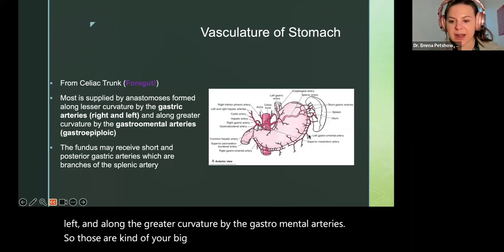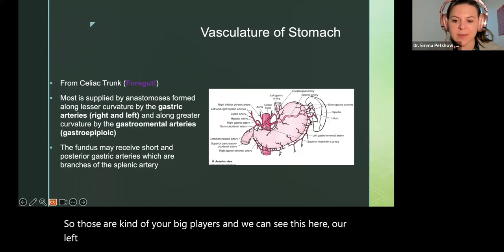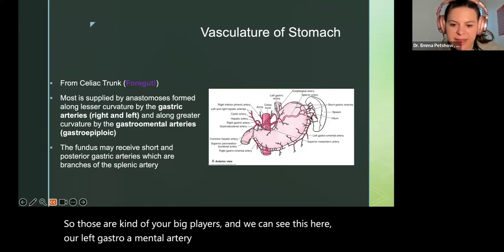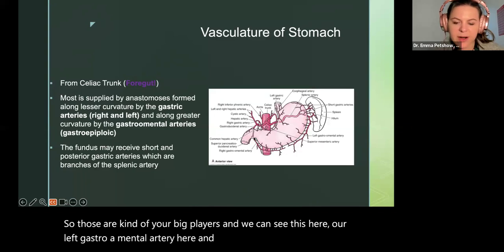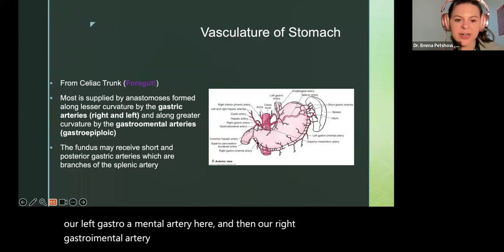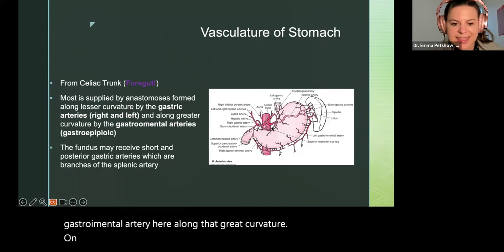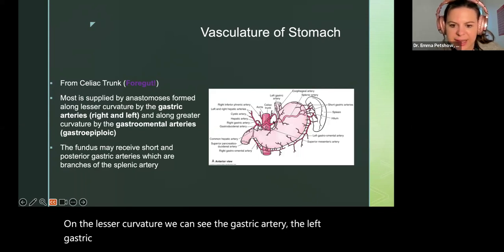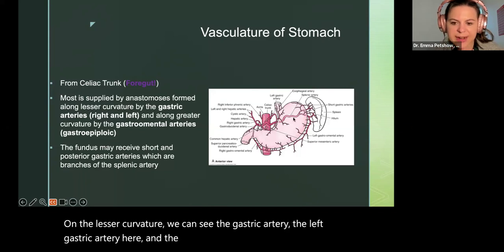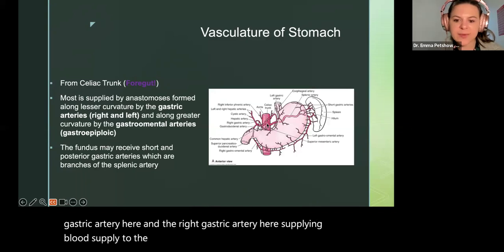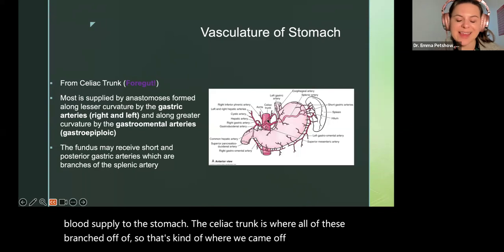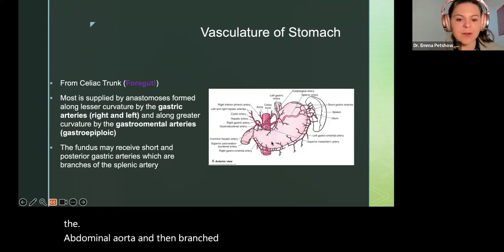And we can see this here, our left gastroomental artery here, and then our right gastroomental artery here along that greater curvature. On the lesser curvature, we can see the left gastric artery here, and the right gastric artery here, supplying blood to the stomach. The celiac trunk is where all of these branched off of. So that's where we came off of essentially the abdominal aorta and then branched into these different sub-trunks.